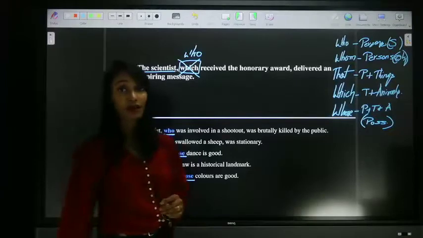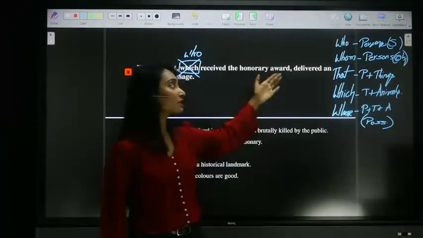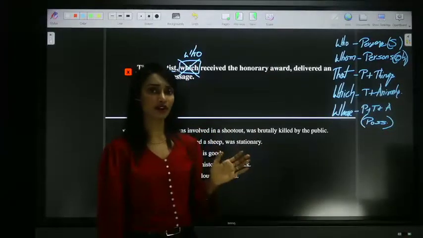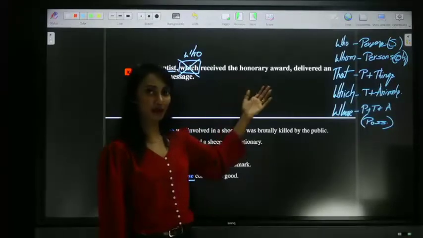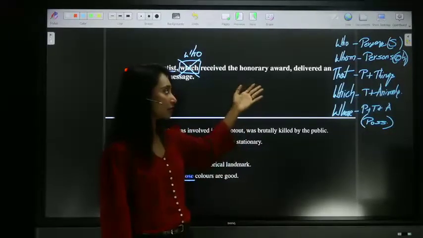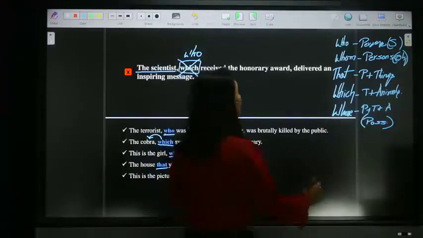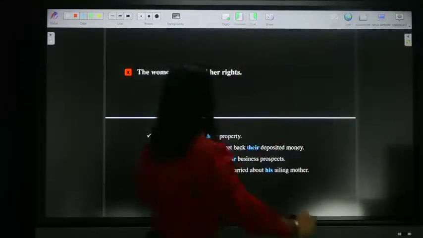So do remember, relative pronouns must be used appropriately. We have different relative pronouns for different things. For persons, things, animals, we have different ones. So do mind them. Now let's see the next one.